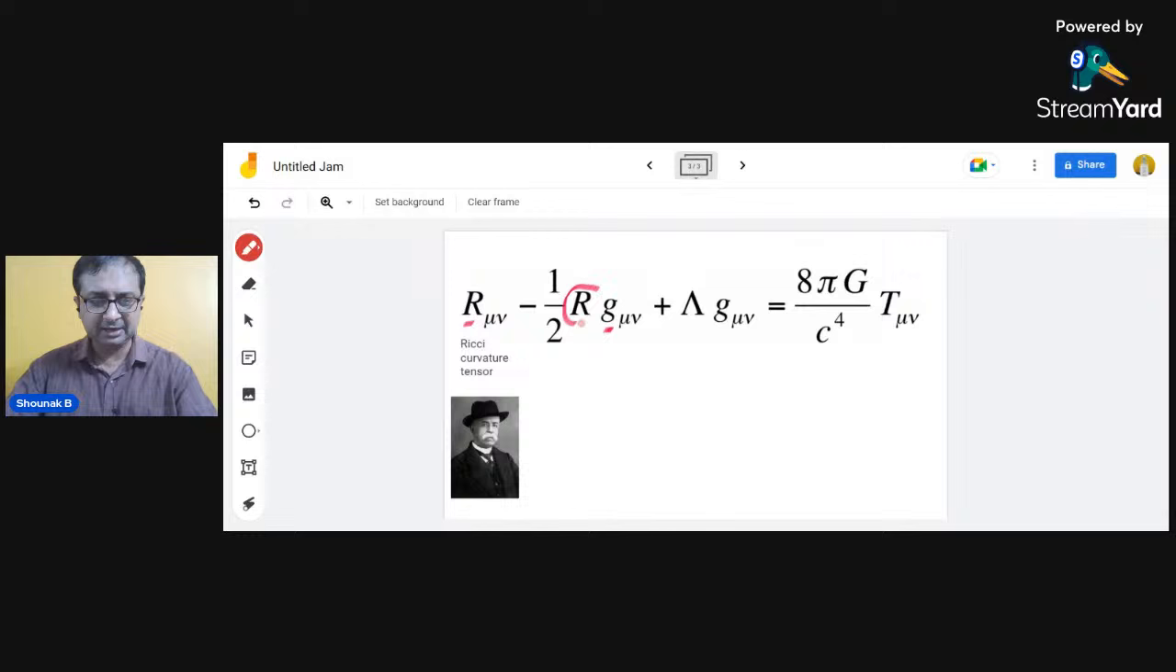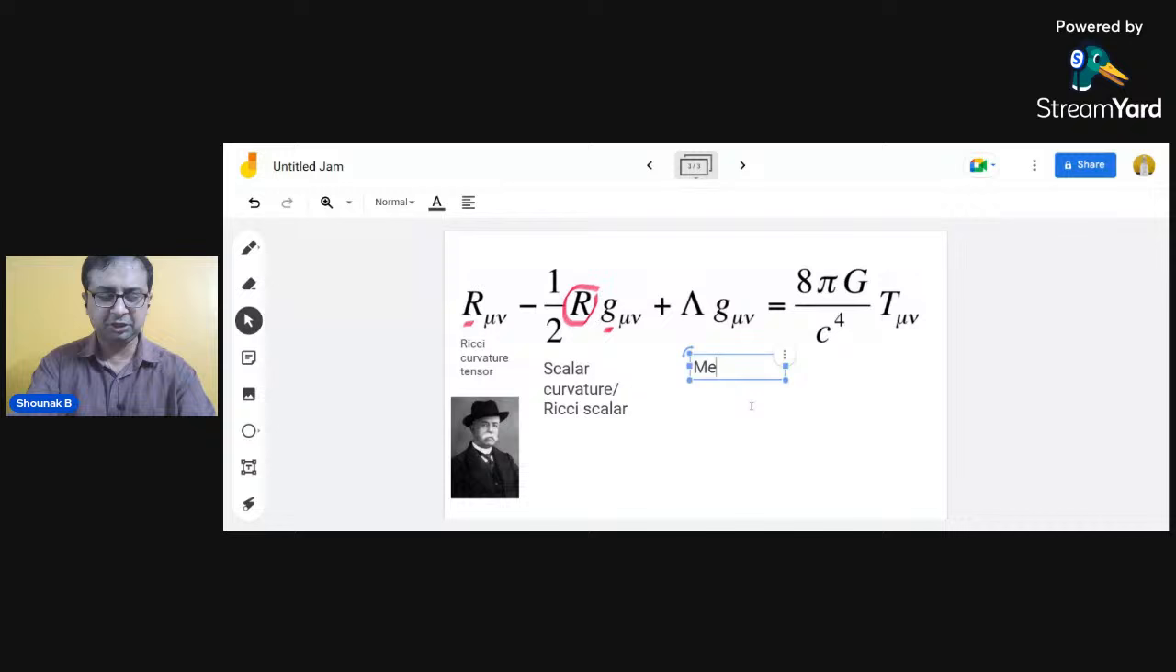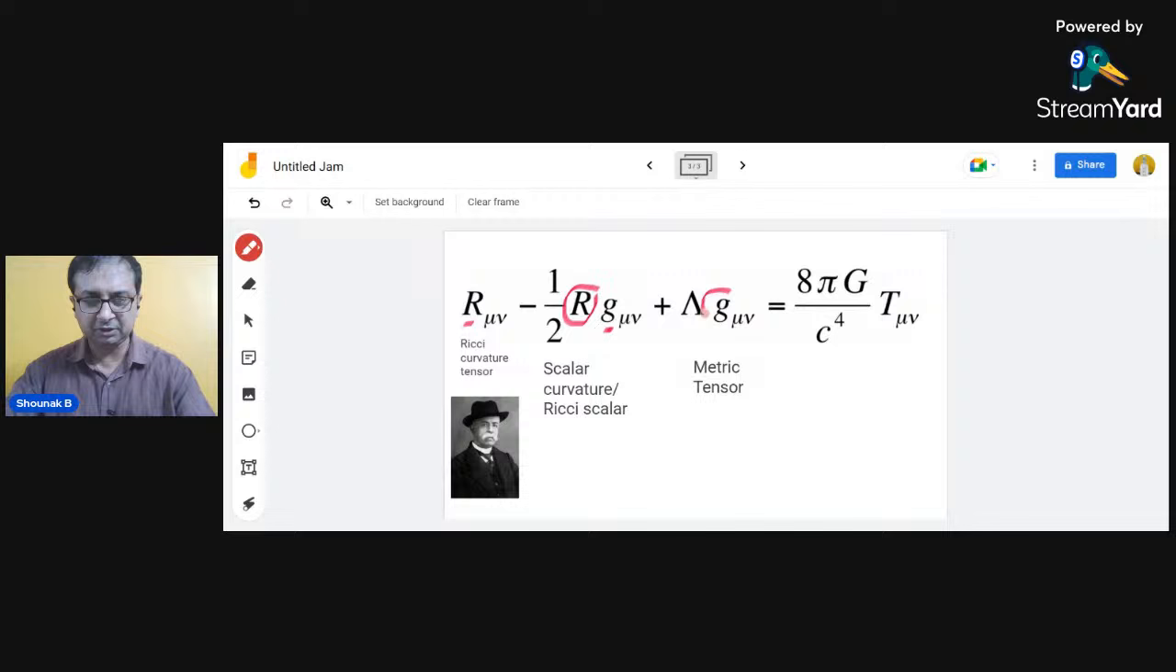The second R is called the scalar curvature, the Ricci scalar. We should call it the Ricci scalar, again named after the same gentleman. Lambda I will explain in a little while. This G is called the metric tensor. Don't confuse it with the gravitational acceleration g; that is different. So this one is the metric tensor, this one is the Ricci scalar, and this one is the Ricci curvature tensor.